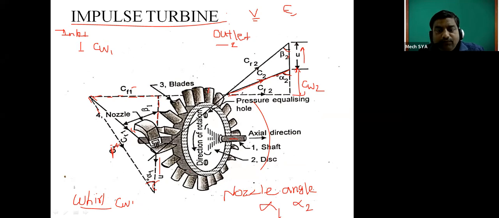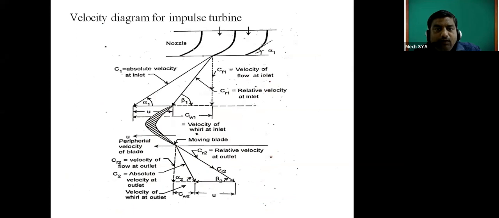Then alpha 1 is the nozzle angle at inlet, alpha 2 is the nozzle angle at outlet, beta 1 is the blade angle at inlet, and beta 2 is the blade angle at outlet. So this is the pictorial view, three dimensional. Now we have to draw the velocity diagram. For that we have to simplify the diagram, and this is our simplified diagram.